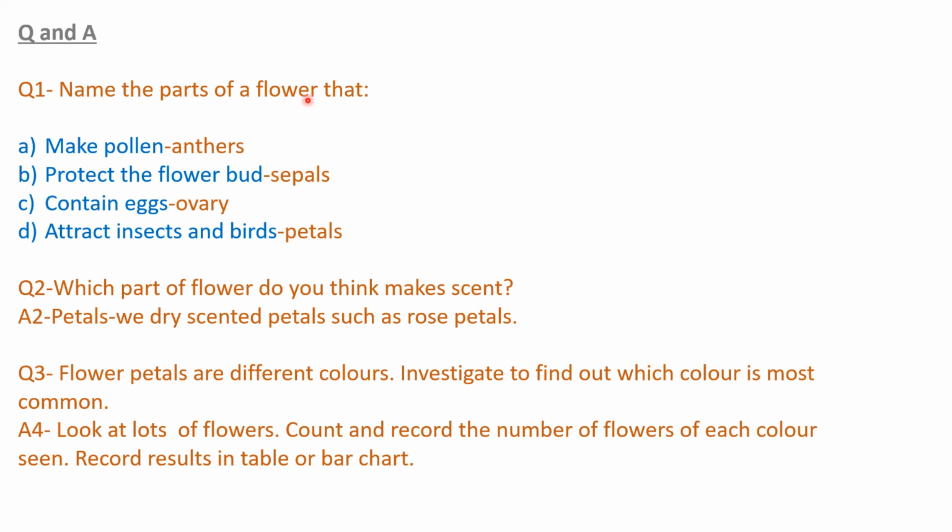Name the parts of the flower. What makes the pollen? That is the anther. That is the stamen, with the anther and the filament inside the stamen. And what makes the pollen? Anthers make the pollen.